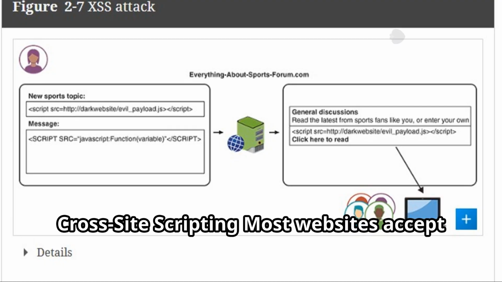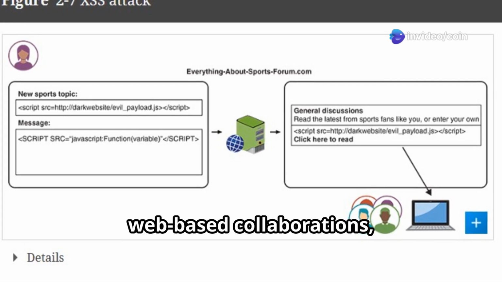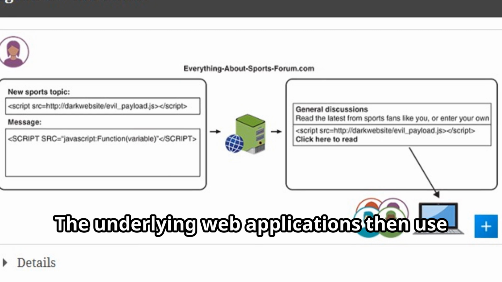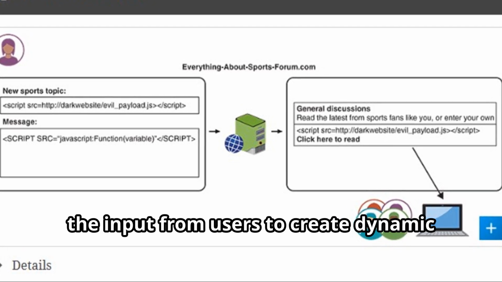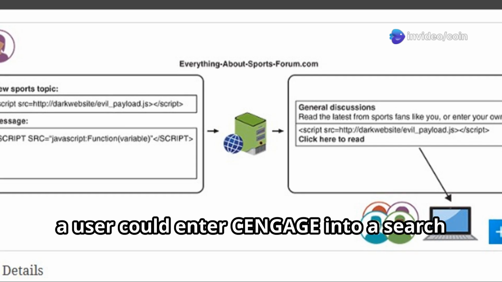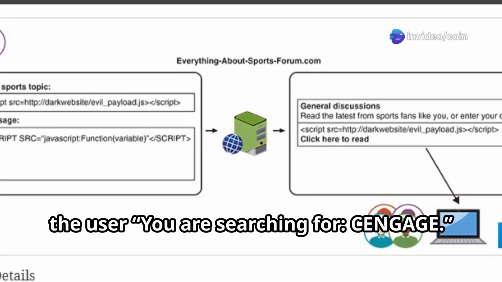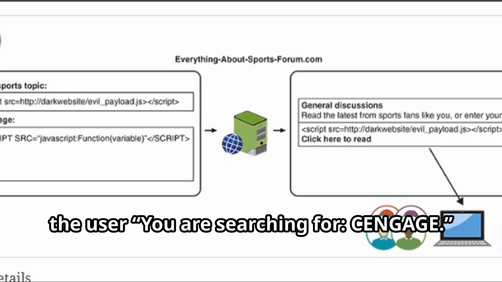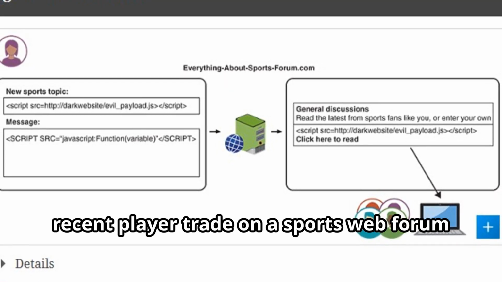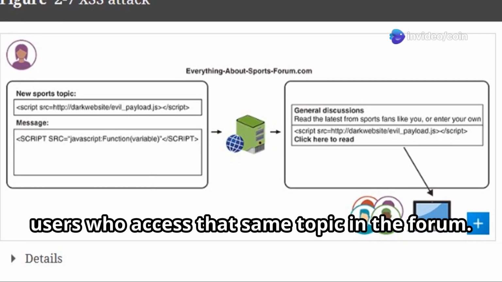Cross-site scripting. Most websites accept some type of user input such as visitor comments, web-based collaborations, search terms, and so on. The underlying web applications then use the input from users to create dynamic display content. For example, a user could enter Cengage into a search box, and then a web page displays back to the user, "You are searching for Cengage." Or a user could enter a new topic about a recent player trade on a sports web forum that would then be displayed to subsequent users who access that same topic in the forum.